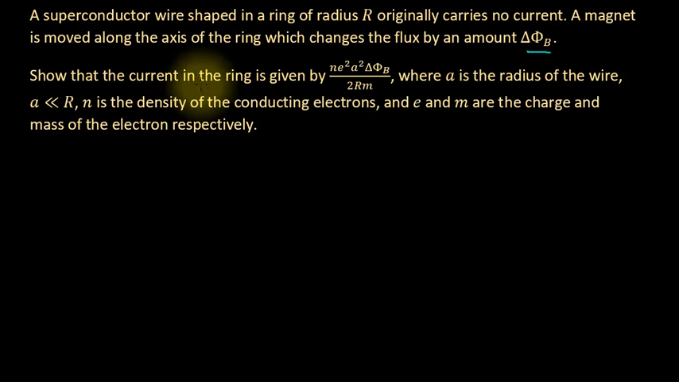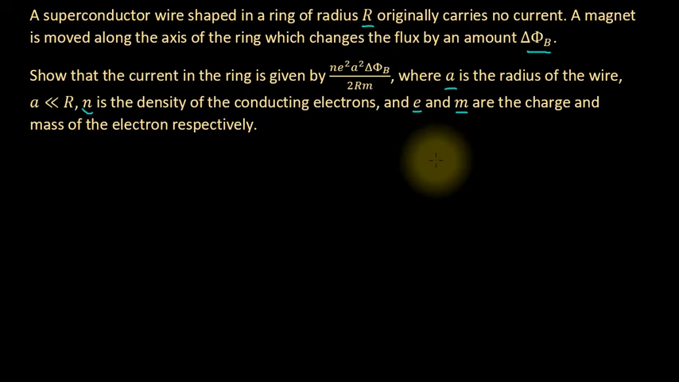Show that the current in the ring is given by N e squared a squared delta phi b divided by twice R m, where a is the radius of the wire and a is very less than capital R. N is the density of the conducting electrons. e and m are the charge and mass of the electron respectively.